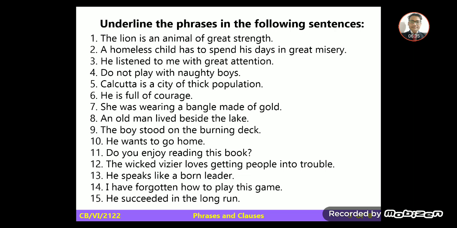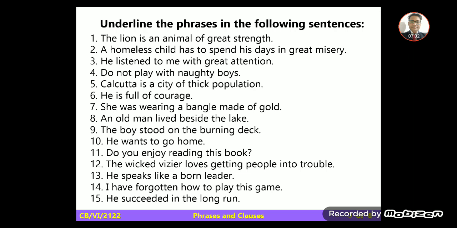Number 13, he speaks like a born leader. A born leader, so like that you can use it as a phrase. Number 14, I have forgotten how to play this game. How to play this game, that is a phrase. Now let's say another one. He succeeded in the long run. So in the long run, that will come in phrase.